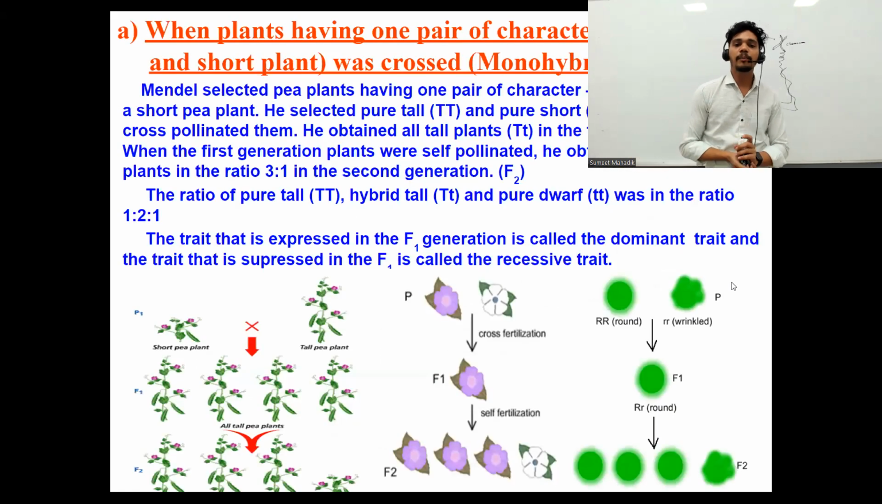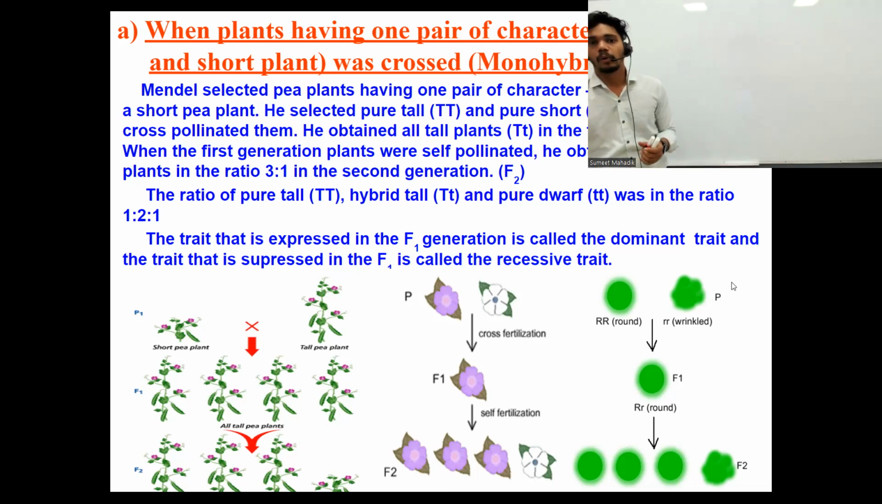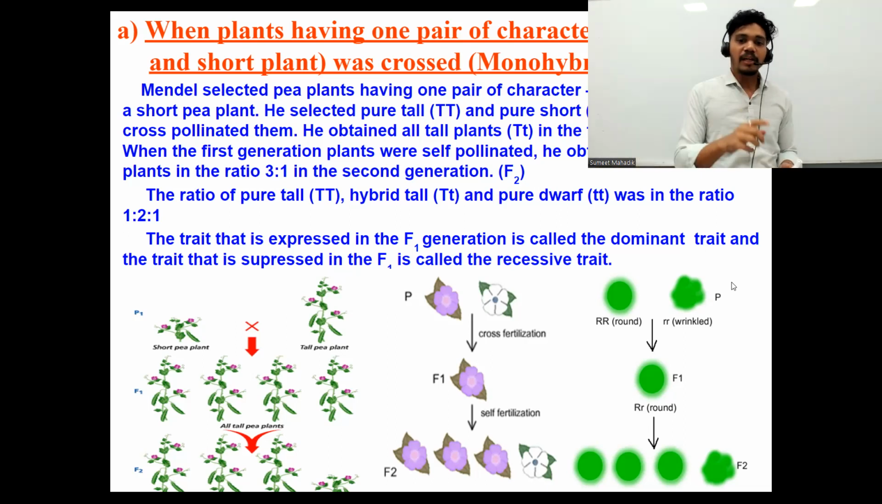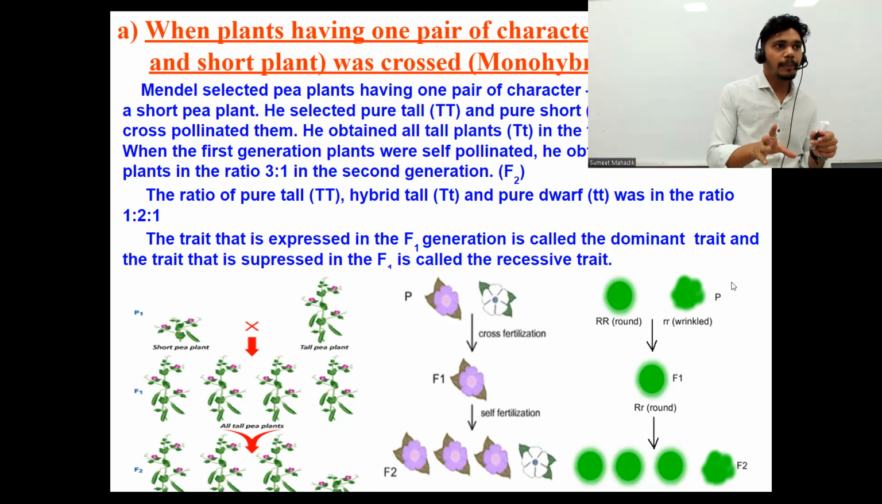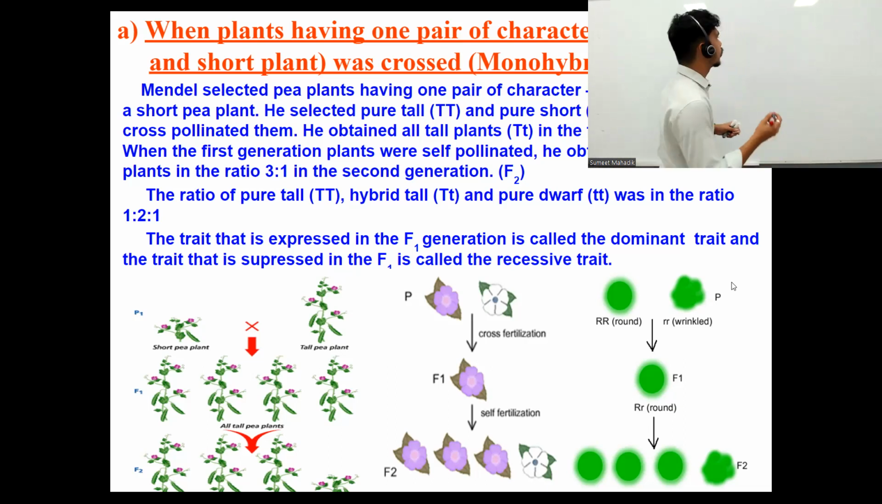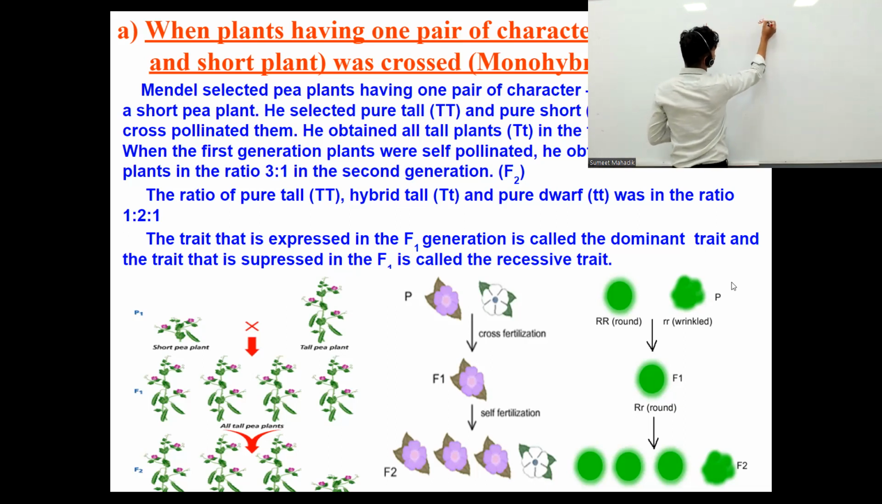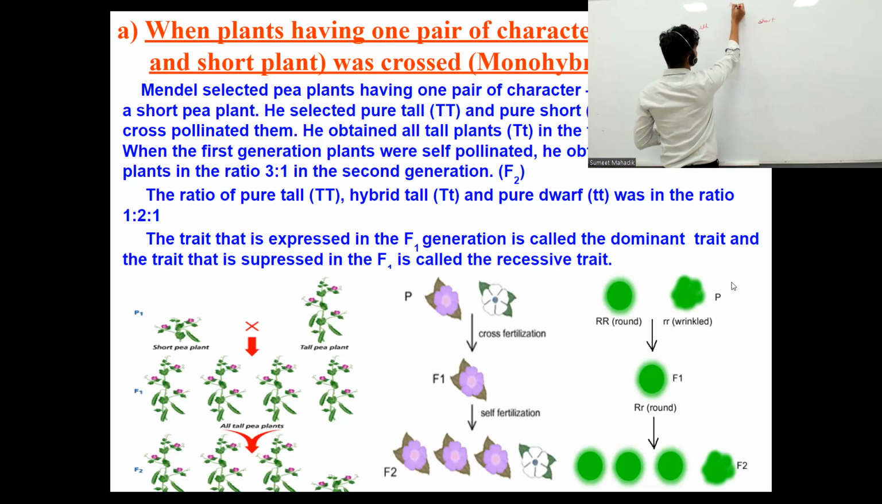When plants having one pair of characters, for example a tall and a short plant, are crossed, it is a monohybrid cross. What is that monohybrid? Let's talk about that. I'm going to tell you everything, don't worry, just pay attention. Now, Mendel selected a pea plant having one pair of characters. He took a tall pea plant and a short pea plant.